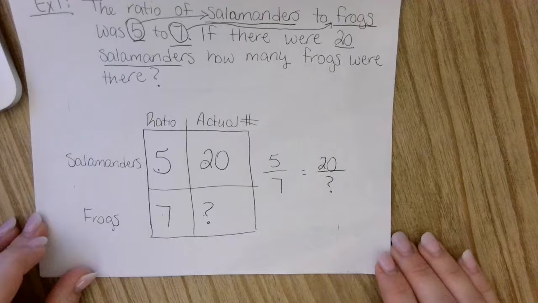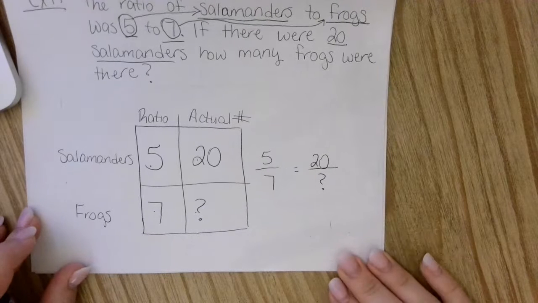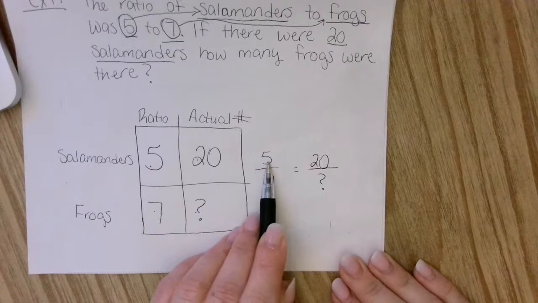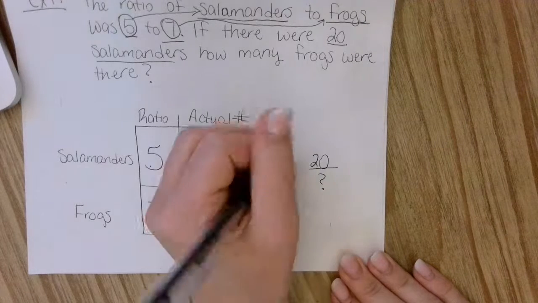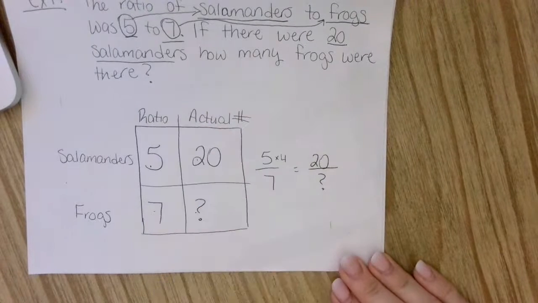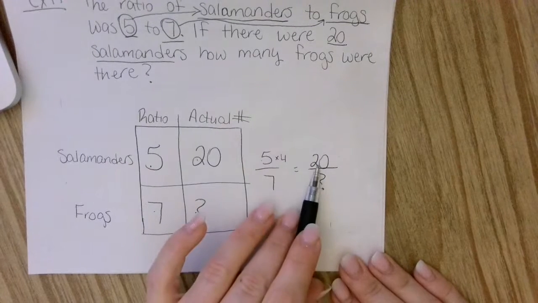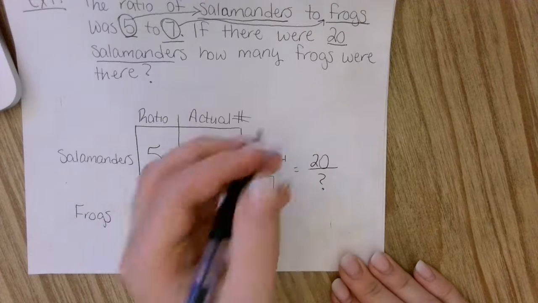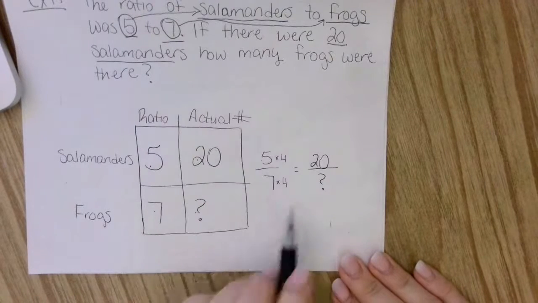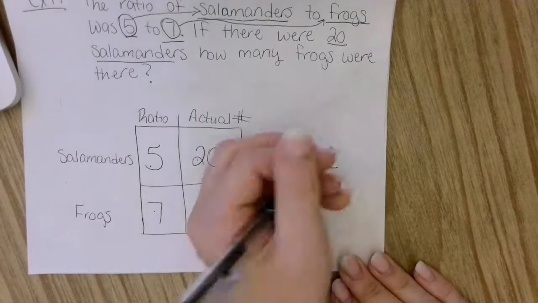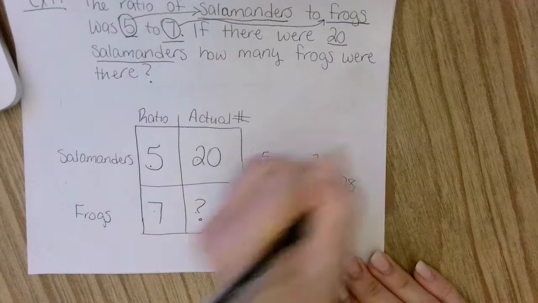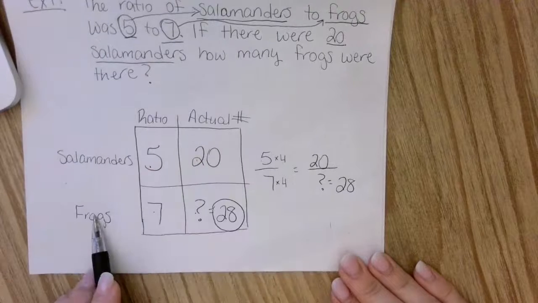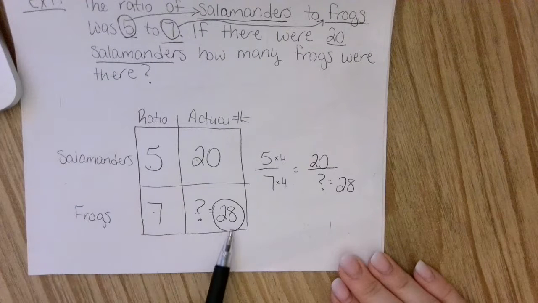Like I said, there's lots of ways to figure this out, but I'm going to show you just one way. I'm going to think to myself, what times 5 gives me 20? And the answer is 4. So 5 times 4 gives me 20. That means I'm going to multiply the 7 by that 4 as well. So 7 times 4 gives me 28. So my question mark is 28. That means that there are 28 frogs and only 20 salamanders. And that's my answer.